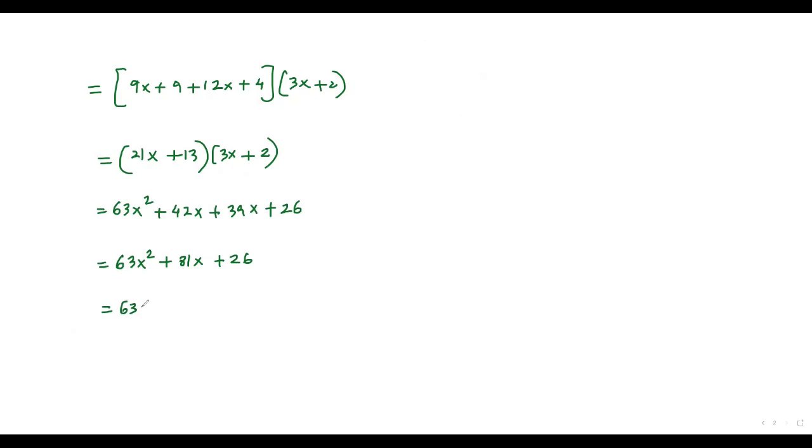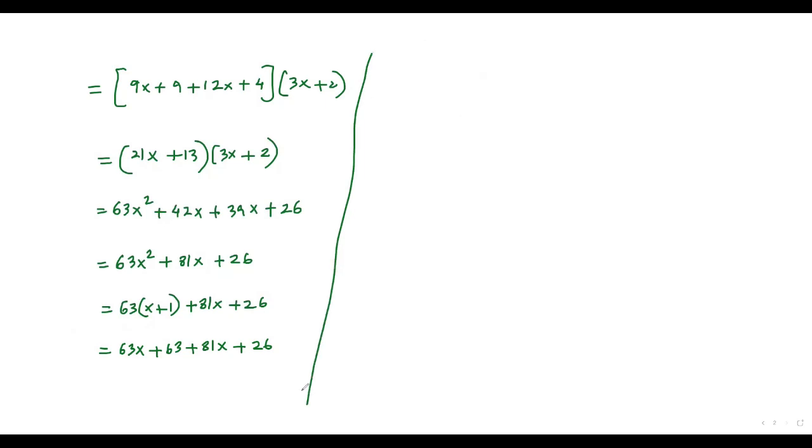Now for this x², we can plug in x + 1. Already we got this result for x², + 81x + 26. Okay, here let's distribute this 63 to this x and + 1. Then I'm getting 63x + 63 + 81x + 26. Okay, let me continue over here. Now we can combine this 63x and 81x. When I combine them, I am getting 144x, and when I combine this 63 and 26, I am getting + 89.